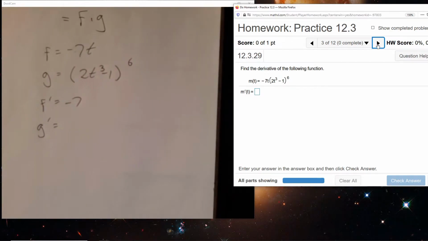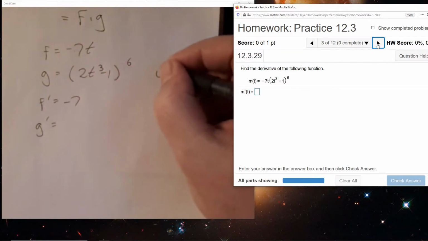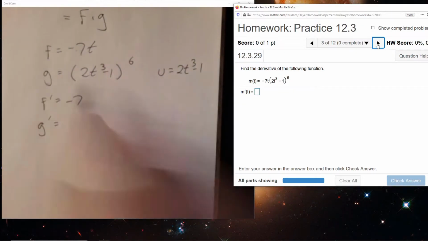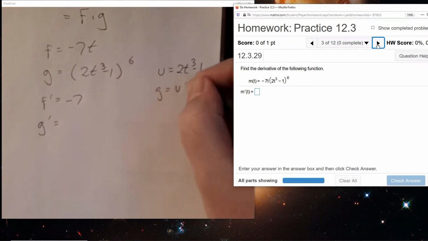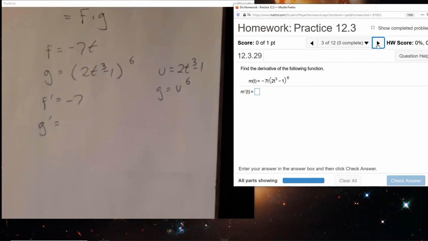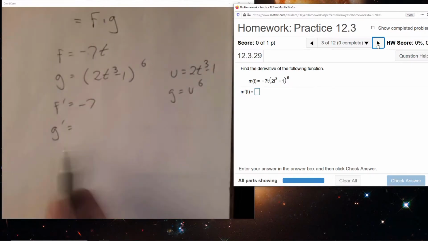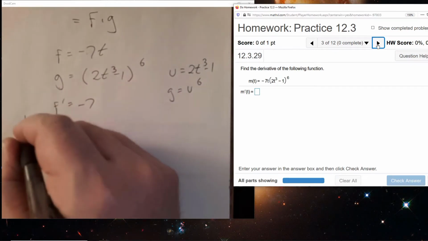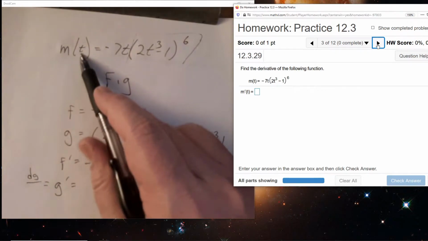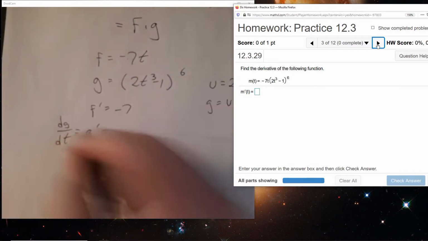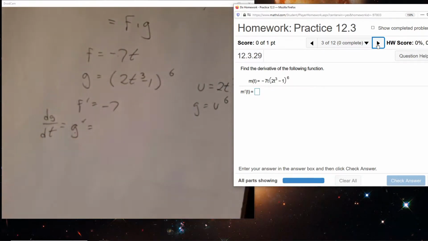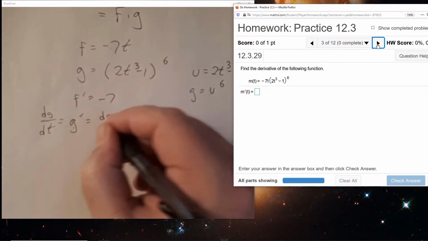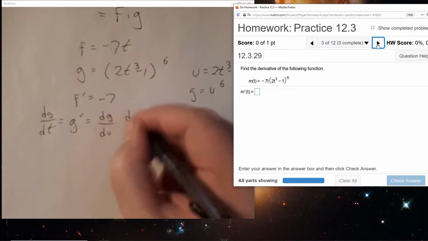So let's look at g. If we define u to be the inner function, then g is just u to the 6. And the chain rule says that the derivative of g, now remember our letter here is t, that's the variable name t, so this is dg dt, that is the derivative. And then in terms of the chain rule, this is going to be dg over du, du over dt.